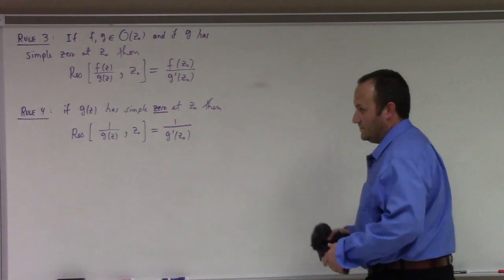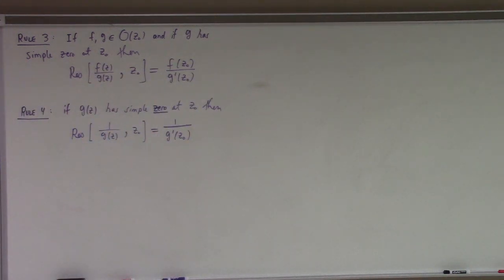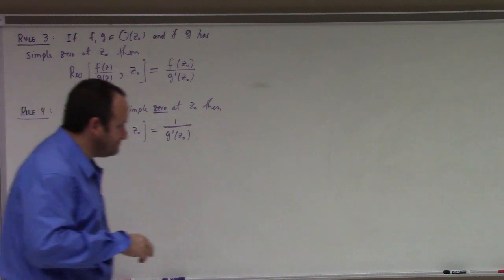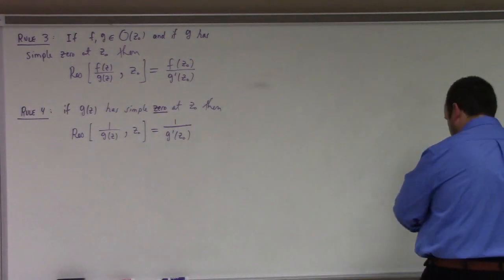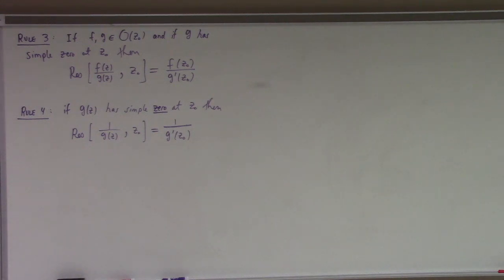Where do you guys want to start, proof-wise? I don't think the proof of any of these are terribly difficult. How about, let's look at rule 1. How would you prove rule 1? What would that look like?